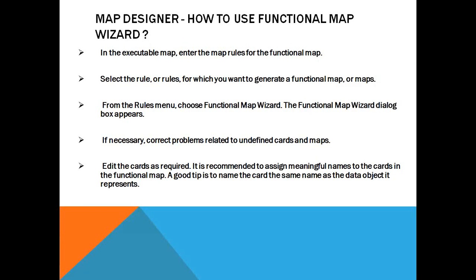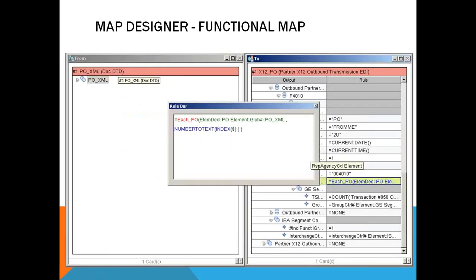So in executed map, enter the map rules for function map. Select the rule for which you want to generate the function map. From the rules menu, choose functional map wizard. Once you completed the rule for function map, choose functional map wizard. If necessary, correct the problem. Correct the problem means, sometimes like in this example, we have to correct the function map wizard because it won't show any type key and type for the second input card.